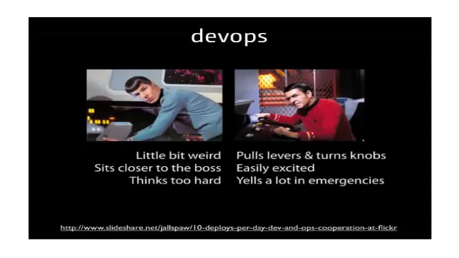Hopefully many of you have heard of the term DevOps. So DevOps, I guess one of the earliest presentations on DevOps was this presentation by John Osborne and Paul Hammond at Velocity in 2009. It was called 10 deploys per day, DevOps cooperation at Flickr. And they had this nice slide on DevOps. Developers are a little bit weird, they sit close to the boss and think too hard, and operations tend to pull levers and turn knobs, are very easily excited and yell a lot in emergencies.